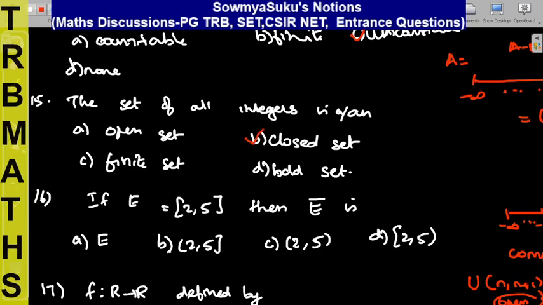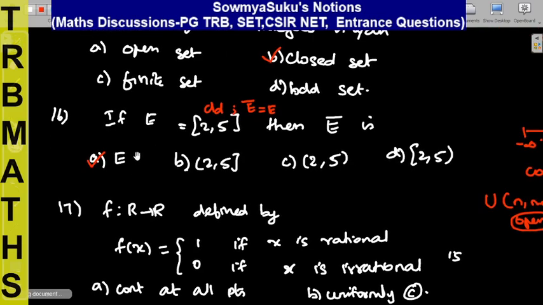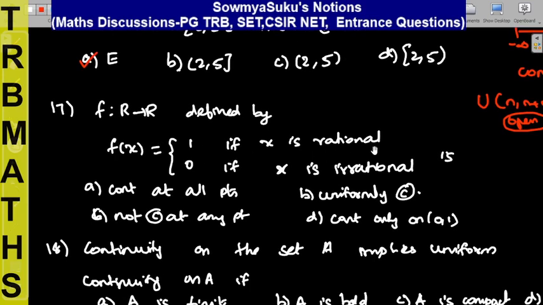Then 16th question, if E is the closed interval [2, 5], then E bar is E. Because E is closed, we have the result that E is closed if and only if E bar is equal to E. Then 17th question, f from R to R defined by f(x) equal to 1 if x is rational, 0 if x is irrational. This is not continuous at any point, because in the set of real numbers, rationals and irrationals are both dense.